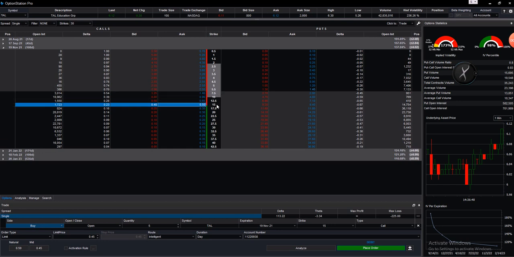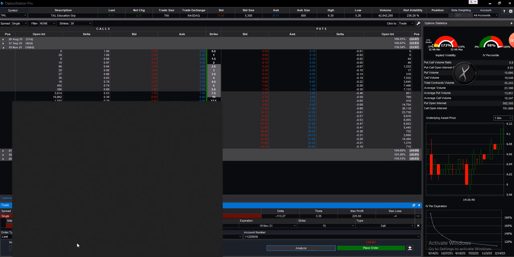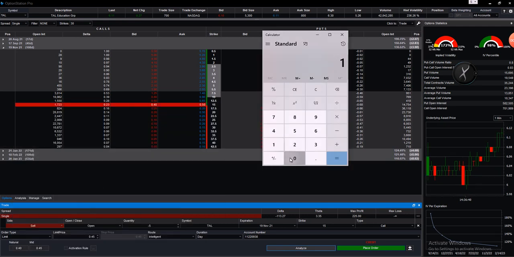Simply, if we were to purchase this $15 option contract, it just moved a little bit. Now it's between 40 and 50 cents, so it would probably execute at $45. So if we were to buy 10 of those at $45, we get a $450 investment.